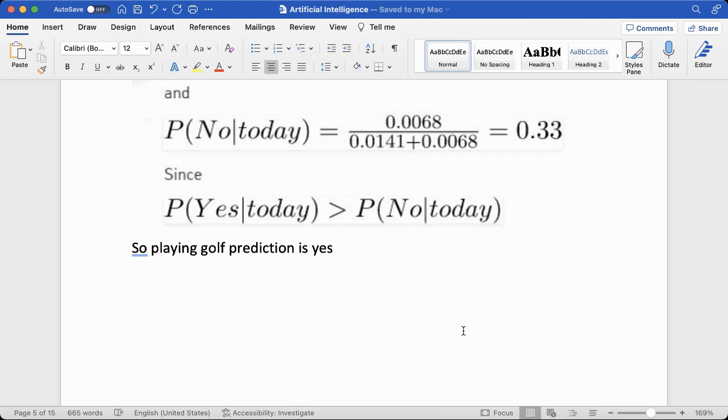So this is the basic theory and basic concept of the naive Bayes classifier. And in our next video, we will try to write an algorithm for naive Bayes in the Python language.